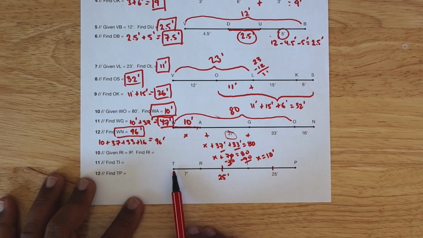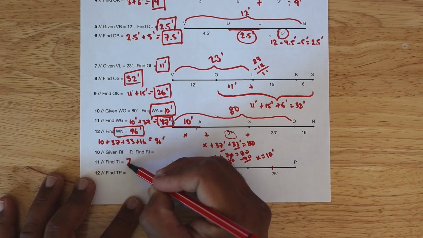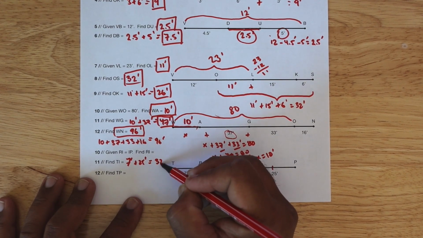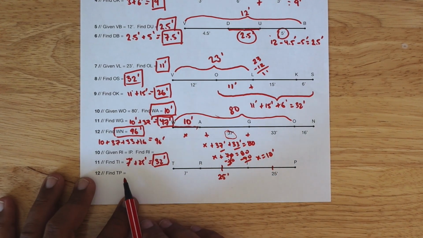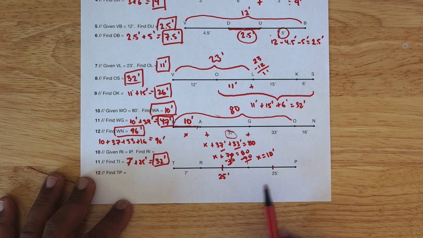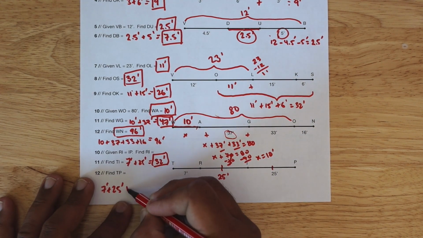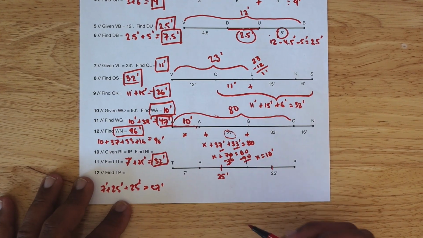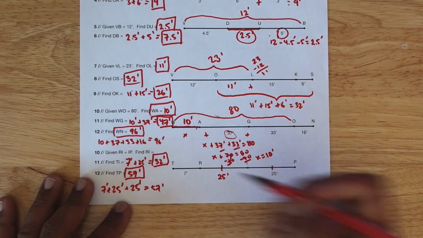So find TI. That's T to I. So that's 7 plus 25. 7 feet plus 25 feet equals 32 feet. And finish it off with TP, 7 plus 25 plus 25. Those are all in feet. That equals 57 feet. Don't forget you can bust out your calculator if you need to.